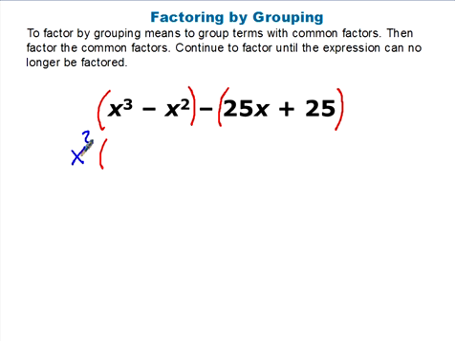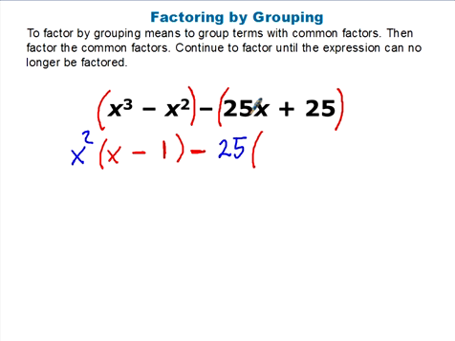have left is, well, x squared times what is x to the third power? x squared times x. And then x squared times what equals negative x squared? It's just negative 1. So I'm going to have x squared times x minus 1 here. Now I write a negative sign here first, then I look at 25x and 25. Well, what do they have in common? It's 25. So I pull 25 out.